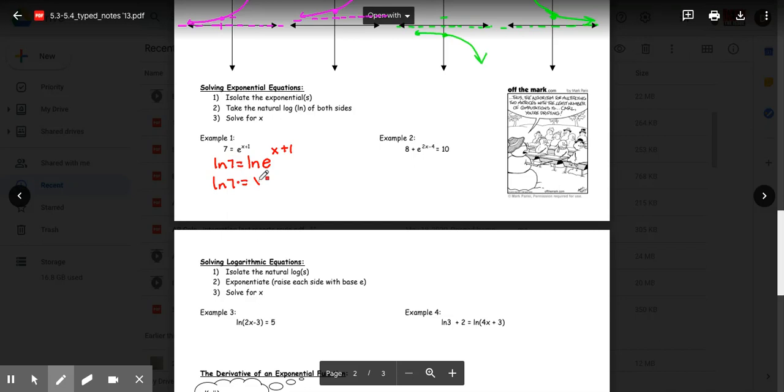Oh, this is freezing. Okay. So the exponent gets moved out in front.